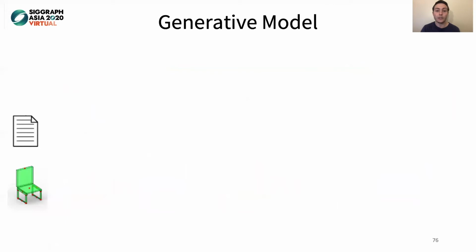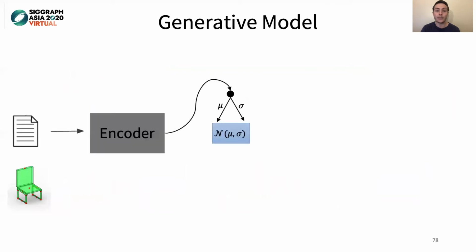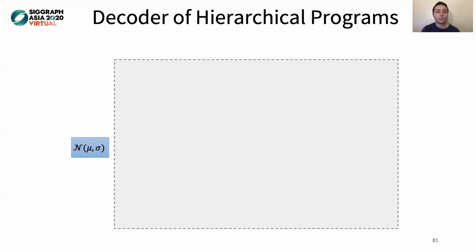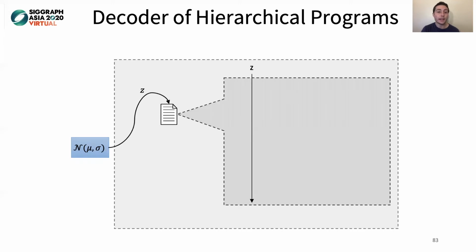Our generative model is a sequence-to-sequence variational autoencoder. The encoder branch embeds a ShapeAssembly program into a latent space. The decoder branch converts a point in this latent space into a ShapeAssembly program. The decoder predicts programs by taking a latent vector z as input. The z vector is fed to a gated recurrent unit, or GRU cell, that sends its output to a line decoder module that outputs a ShapeAssembly program line.